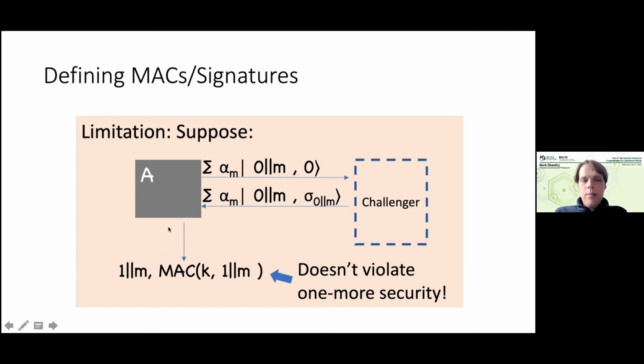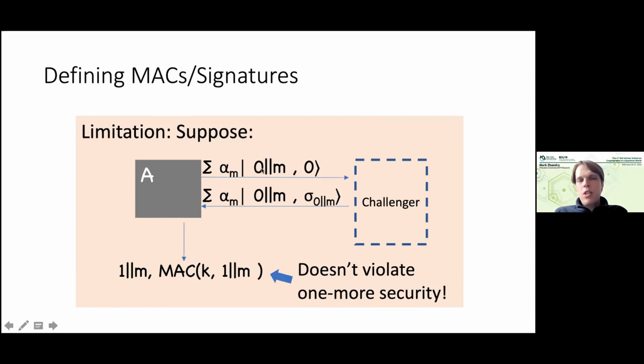The point is that because the adversary here is only producing 1 signature, they're not violating one-more security. They make 1 query, produce 1 signature. However, this seems wrong, right? This seems wrong that the adversary should see a superposition over messages that start with 0 and produce a message that starts with 1.